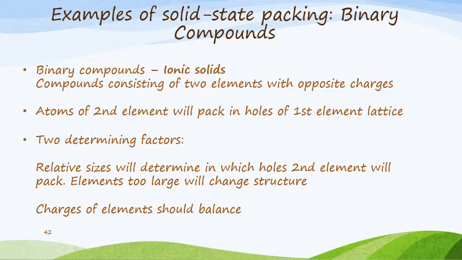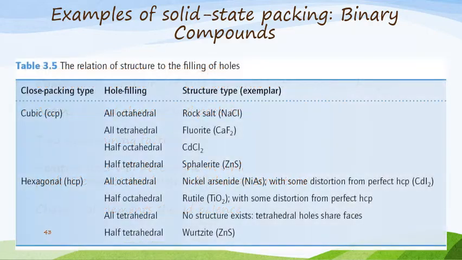There are two determining factors for the formation of binary compounds. Their relative sizes will determine in which holes the second element is going to pack. If the elements are too large, it's going to change the structure, and obviously the charges of the elements must balance. On this slide, we have a table which shows some of the examples of binary compounds and the packing arrangements that they have. You'll see that rock salt, or sodium chloride, packs in cubic close packing.